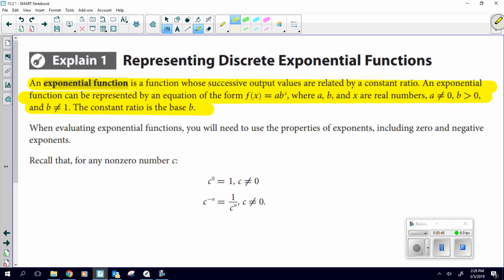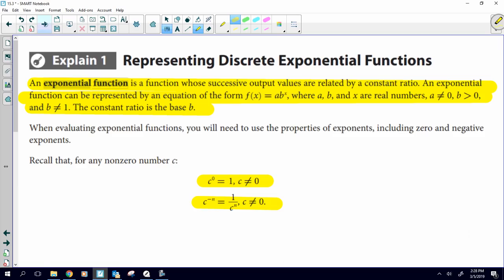When evaluating exponential functions, you will need to use the properties of exponents, including 0 and negative exponents. Recall that for any non-zero number c, c to the power of 0 is equal to 1 when c does not equal 0, and c to the negative n is equal to 1 over c to the power of n, where c again cannot be equal to 0. I want you to write that just to have it for instant recall, okay?